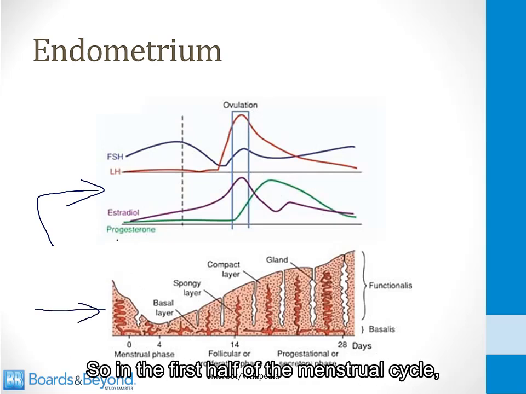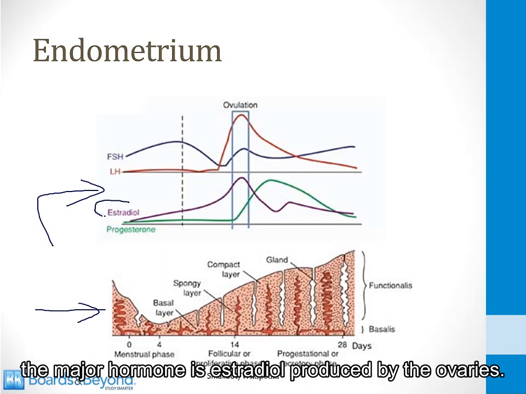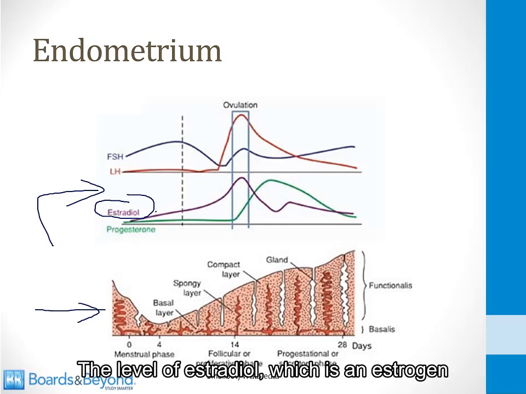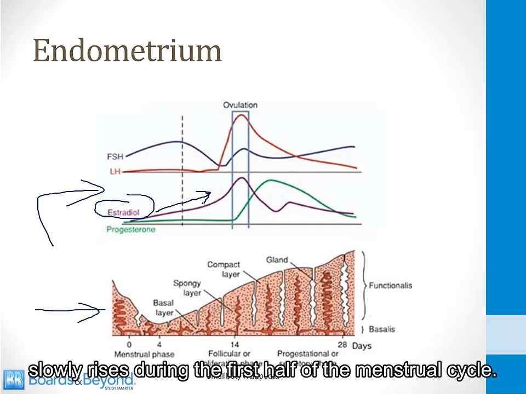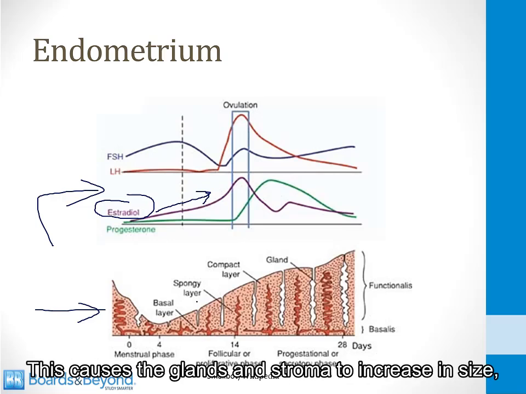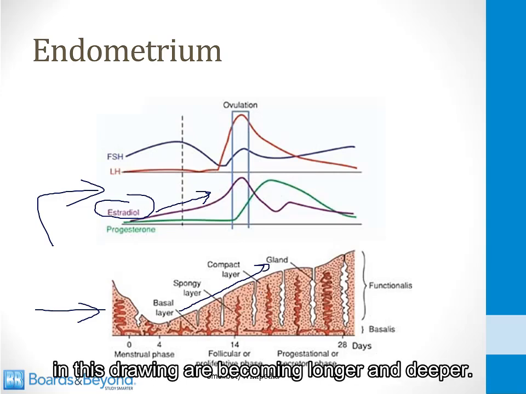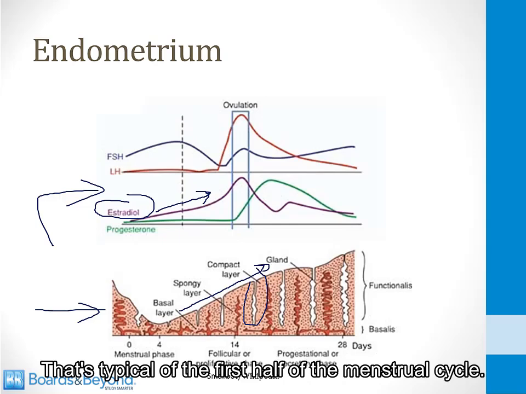So in the first half of the menstrual cycle, the major hormone is estradiol produced by the ovaries. The level of estradiol, which is an estrogen, slowly rises during the first half of the menstrual cycle. This causes the glands and stroma to increase in size, and you can see that these glands in this drawing are becoming longer and deeper. That's typical of the first half of the menstrual cycle.